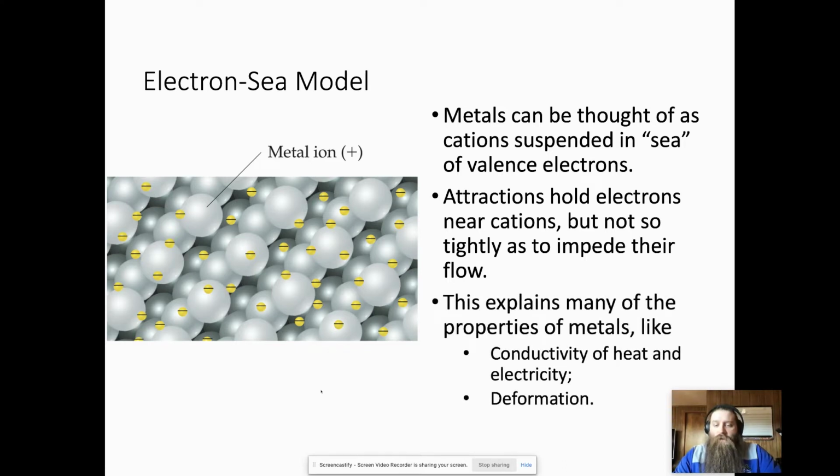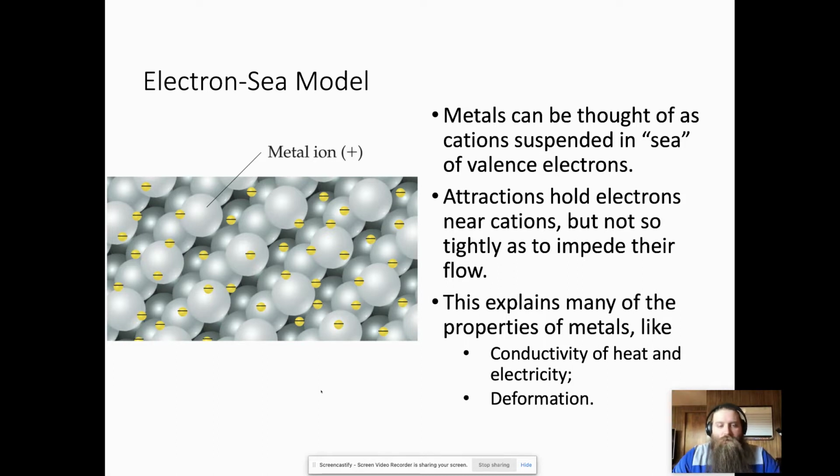Now, this does explain conductivity of electricity. It also explains conductivity of heat because since the electrons can move freely, they are able to impart kinetic energy from point A to point B really well. And since kinetic energy and heat go hand in hand, having these electrons able to move hither and yon without much in the way allows heat to move through the metal very, very rapidly.